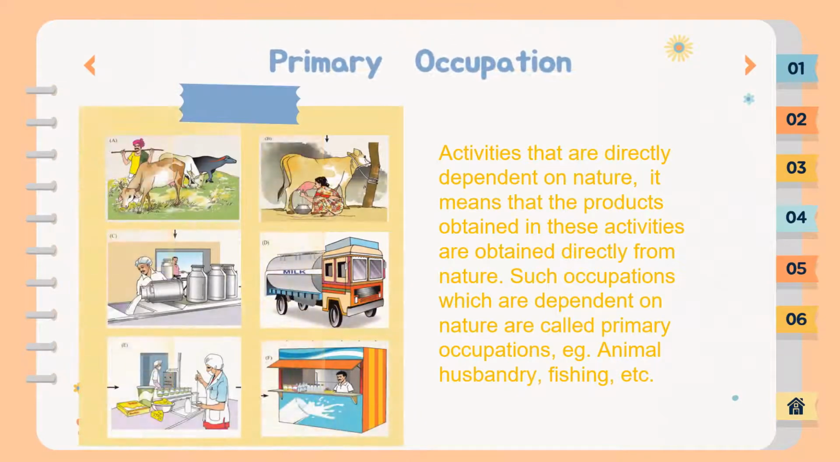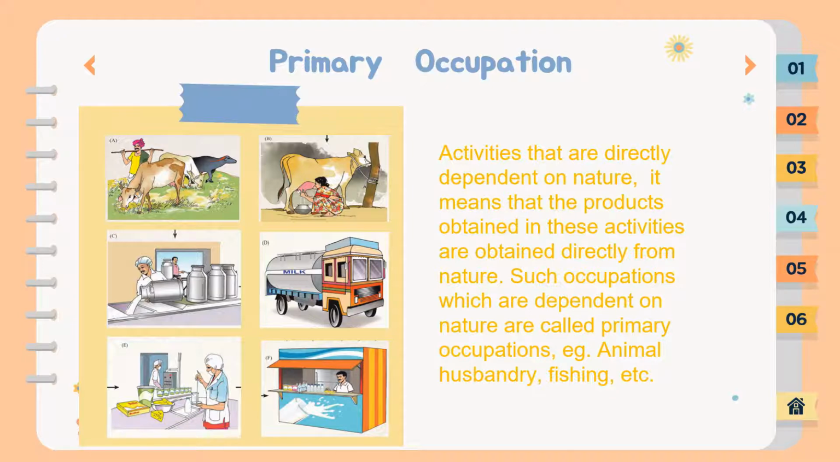Now students, let's discuss the very first type of occupation, that is the primary occupation. Man carries out many activities to fulfill his needs. We have many occupations, industries, trades, etc. Some of these activities are directly dependent on nature. It means that the products obtained in these activities are obtained directly from nature.